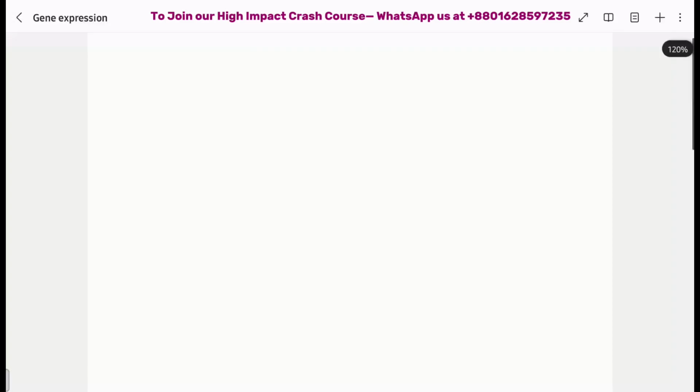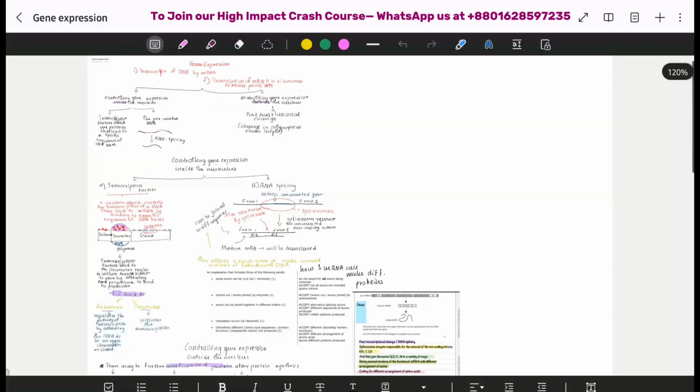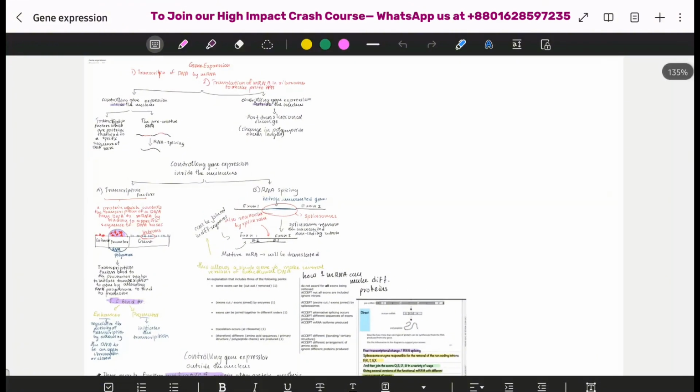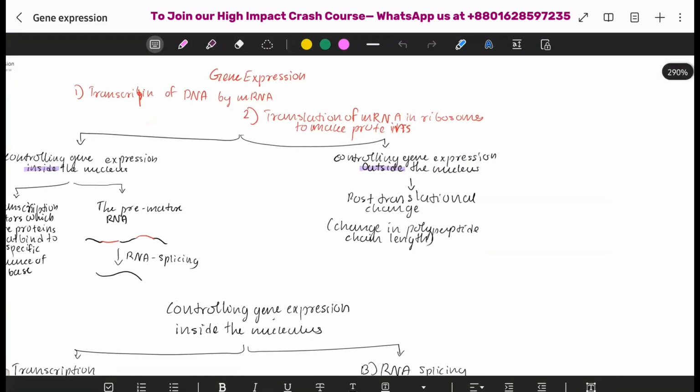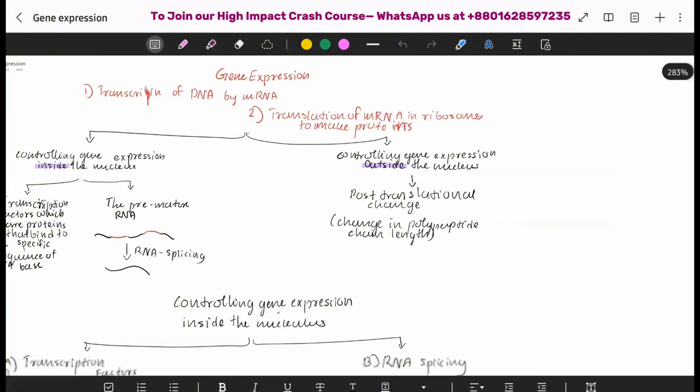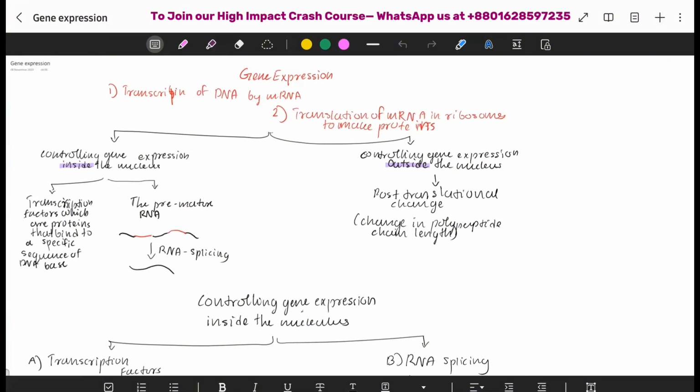Gene expression. Gene expression: transcription of DNA to mRNA. We know transcription occurs, and after transcription, it's translation. Firstly, it's replication, where DNA will be copied or replicated, and that copied DNA will then undergo transcription, and it will form an mRNA. And that mRNA will be translated, and it will be formed into a protein. Okay, so that's the process.